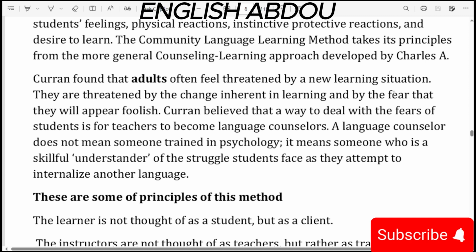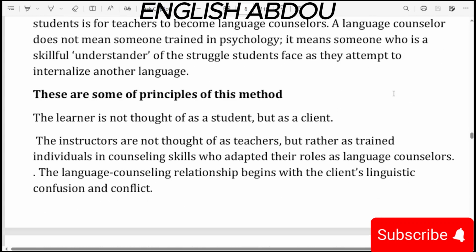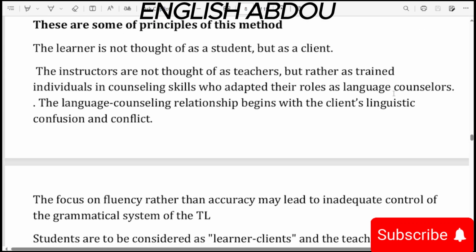He is just to have charisma, okay? Know how to make students feel relaxed, get rid of their stress, their anxiety, their fears, etc. And feel that they are in their environment, in their society, where they can talk freely, where they can express themselves without limitations. These are some of the principles of this method.